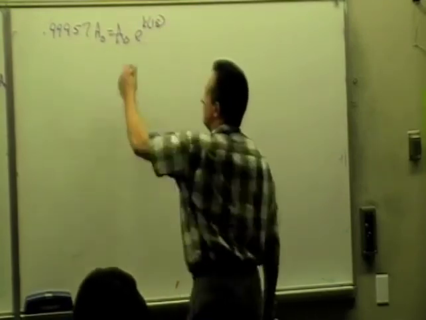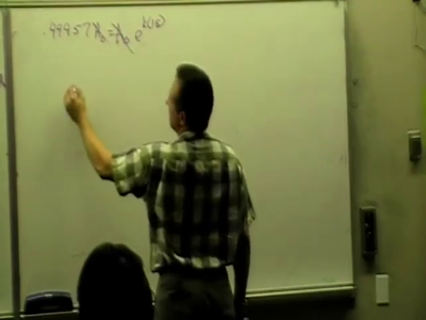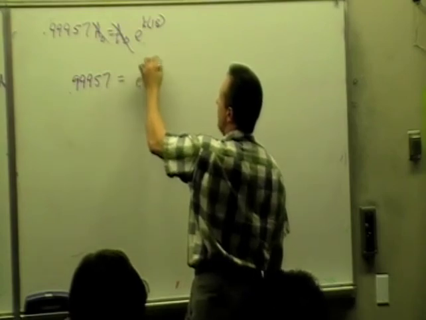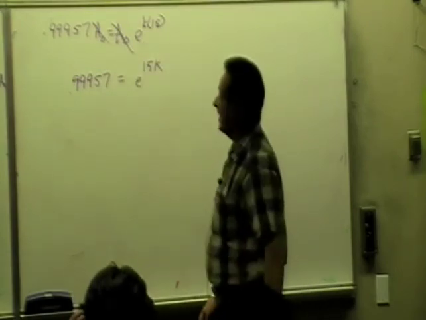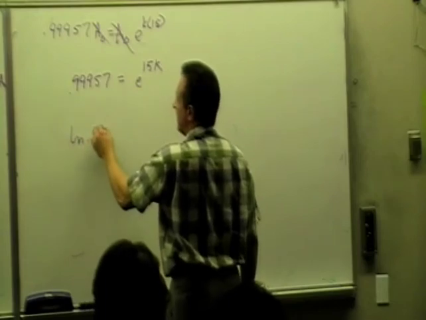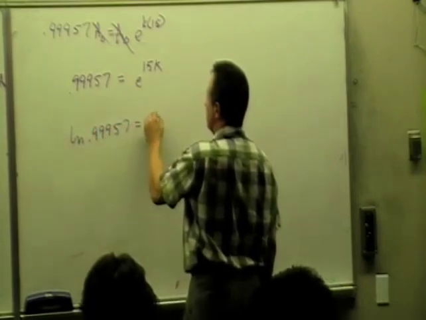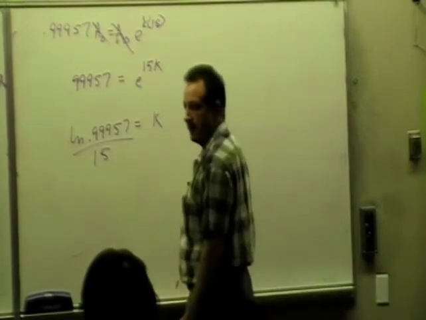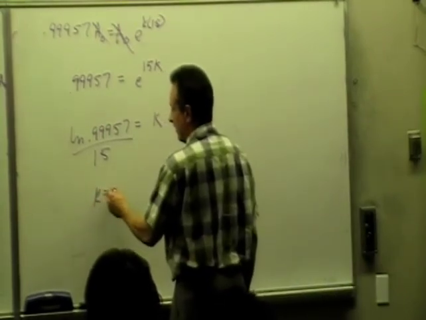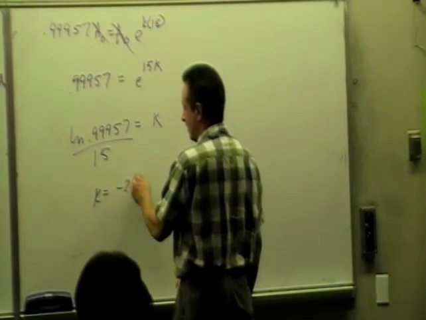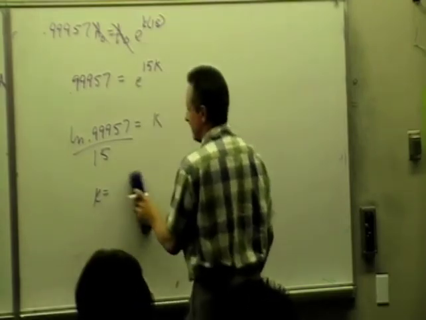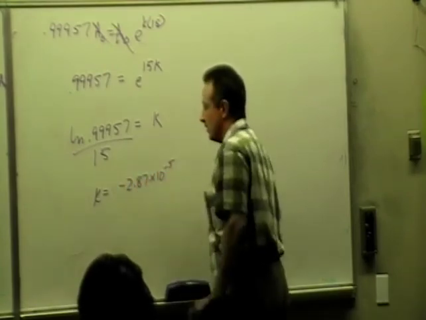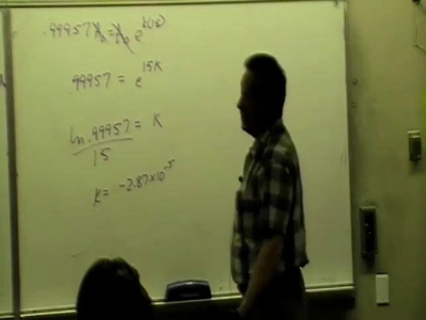Take out your little calculators, folks. This cancels, and you get 0.99957 equaling e to the 15k. And algebraically, let's solve for k. Take the ln of 0.99957 equaling, over 15 equals k. What do you get? Okay. Negative 2.87 times 10 to the negative fifth. Okay, there's k. So how is my modeling?